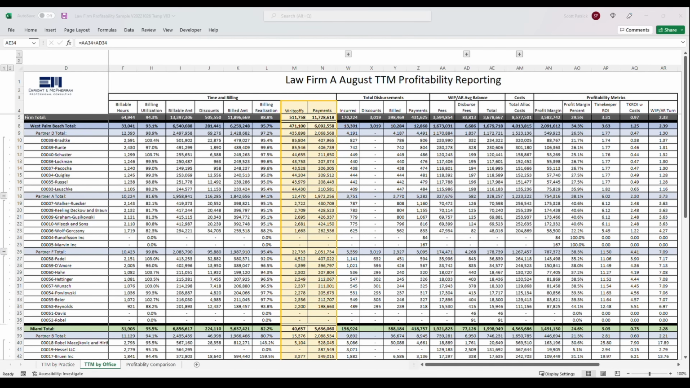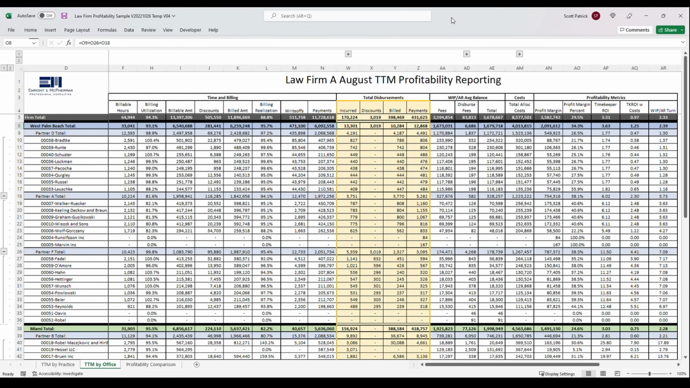The write-offs amount column has any amount that is discounted on billed invoices, and the payments column has all payments received in the trailing 12 months. Next are disbursements. The incurred column has all disbursements incurred in the last 12 months. Discounts are any amount discounted prior to invoicing, and payments are payments received.